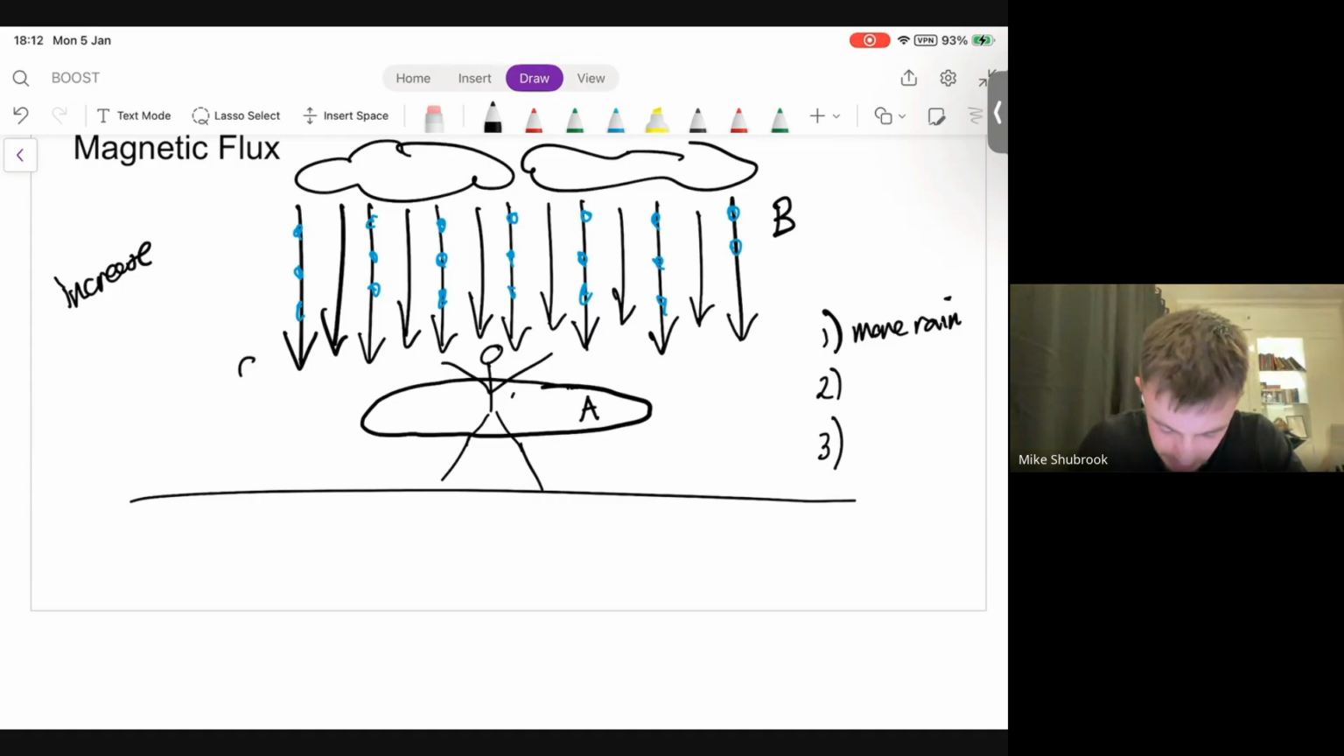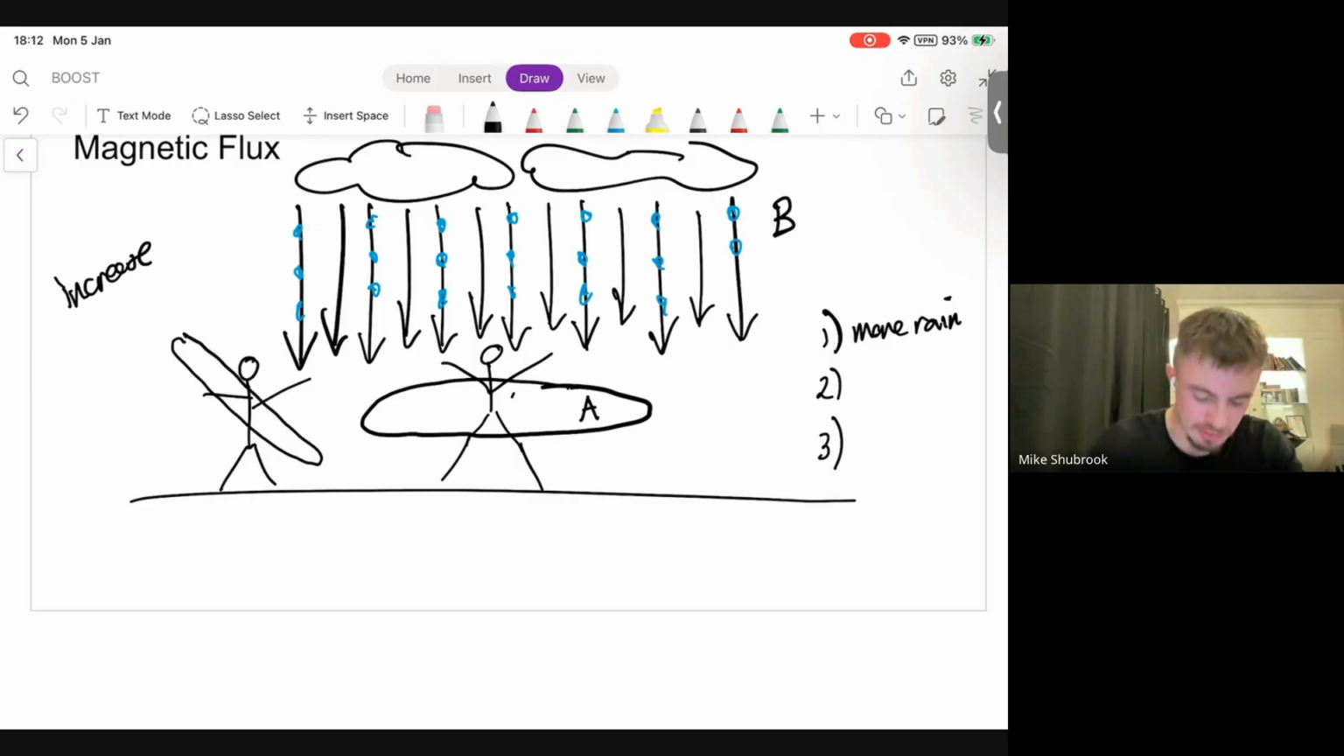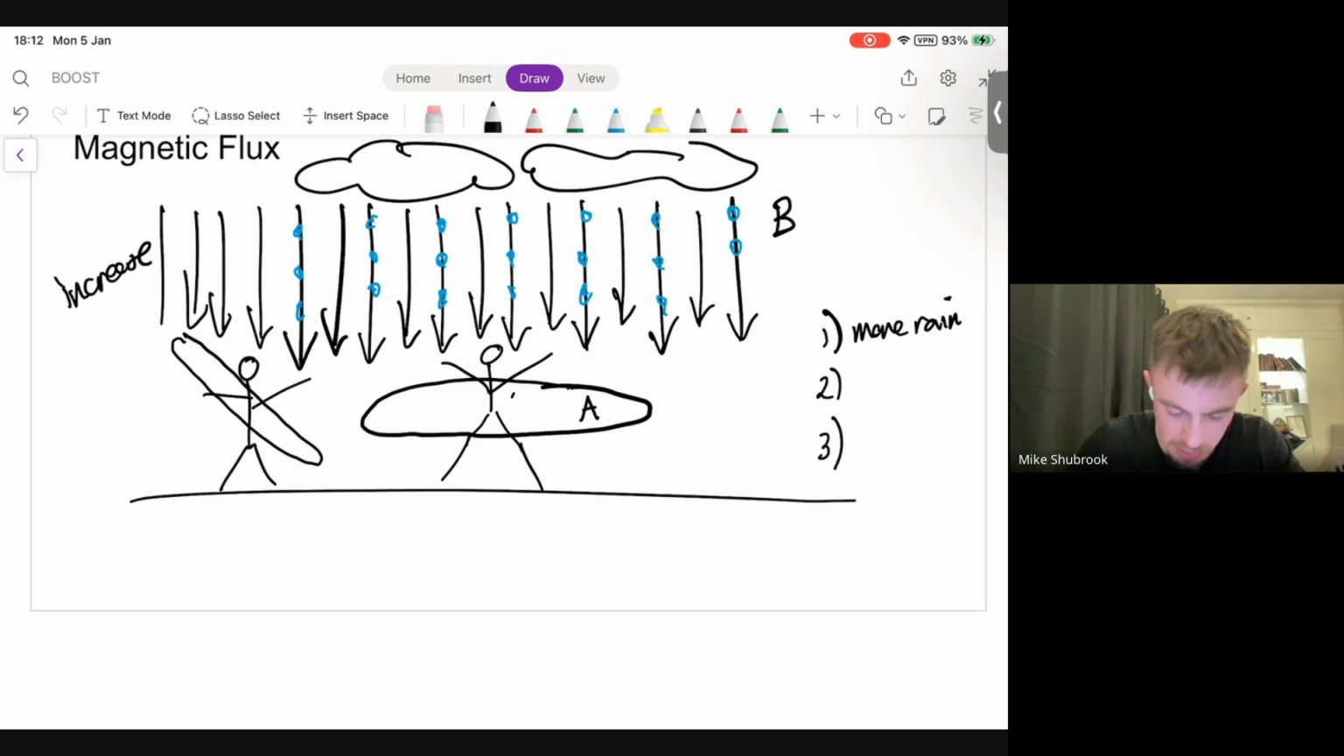Let me give you an example. Let's imagine that I have a friend next to me and they're able to do tricks with their hula hoop and sort of spin it around at an angle like this. So who gets more rain through their hoop? Me or my friend?